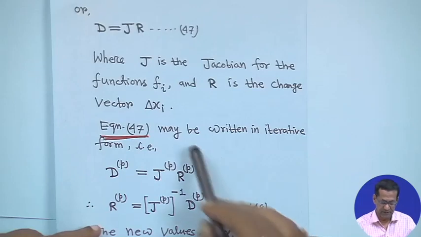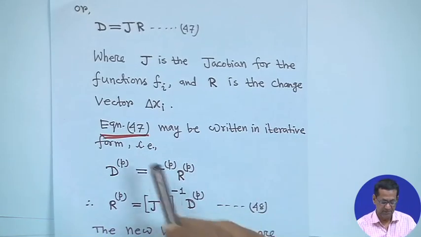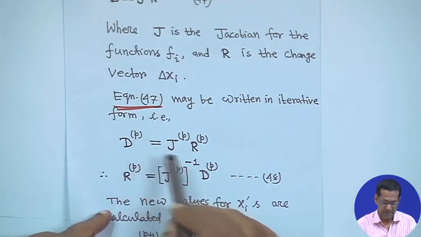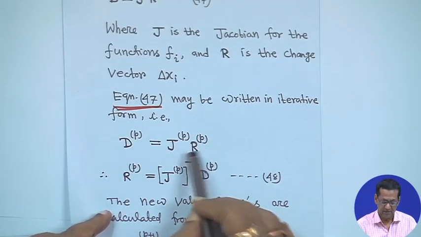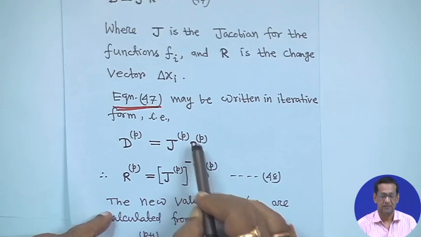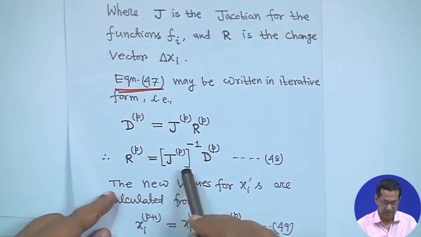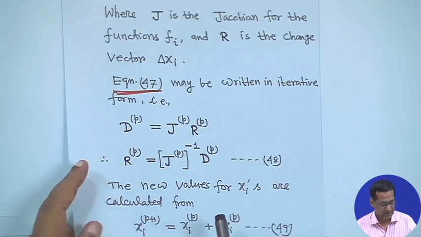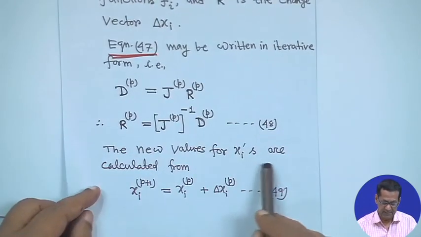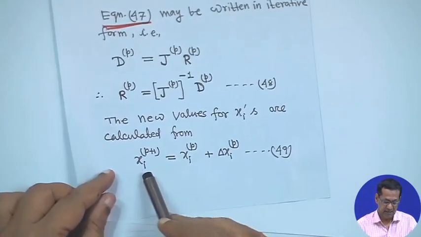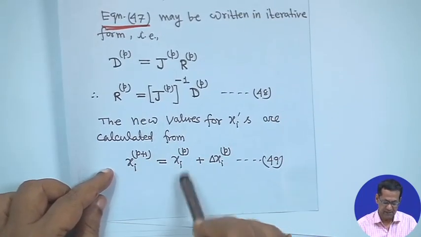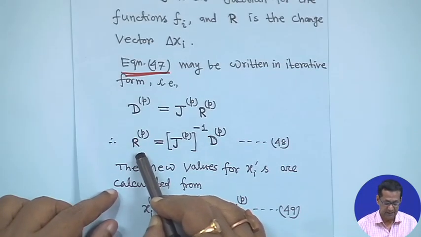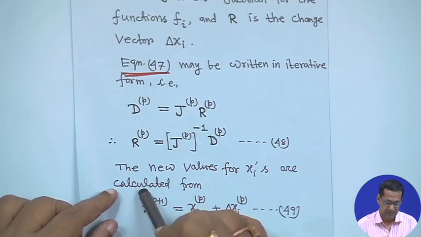So, equation 47 may be written in iterative form. Suppose the iteration count is p, then D p is equal to J p into R p, where p is the iteration count. That means R p will be equal to J p inverse into D p. This is equation 48. The new values of x i are calculated as x i p plus 1 is equal to x i p plus delta x i p, because R p is the vector delta x 1, delta x 2, delta x 3 up to delta x n at p.